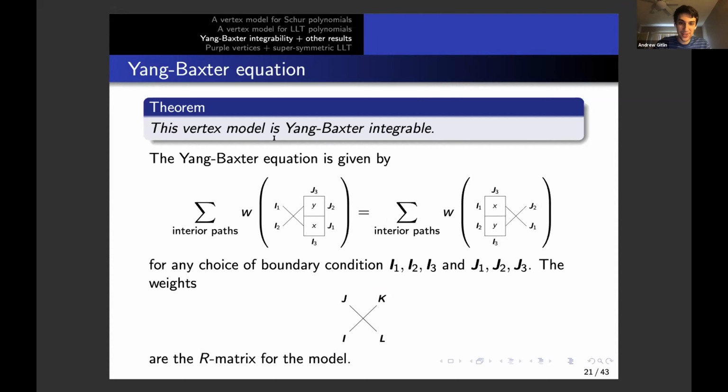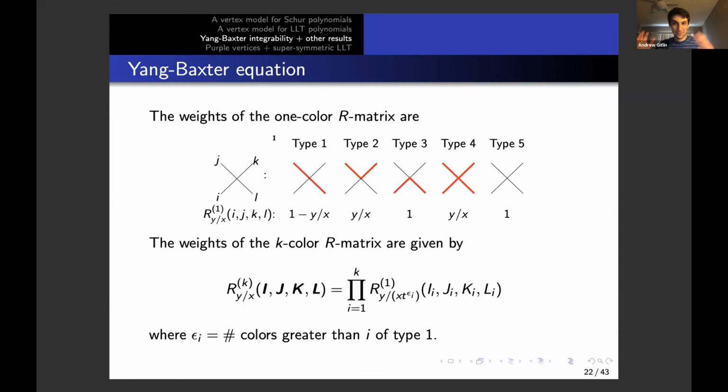Okay, so what is this R matrix? It's given by these weights. For one color, these are the weights. And then for K colors, the colors can interact with each other. Instead of Y over X, I have Y over X times T to the epsilon, where epsilon is the number of colors greater than I of type 1.